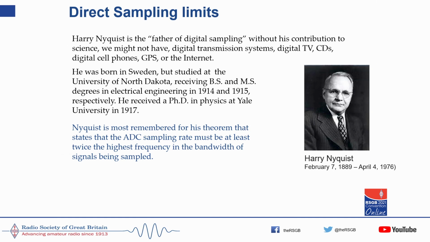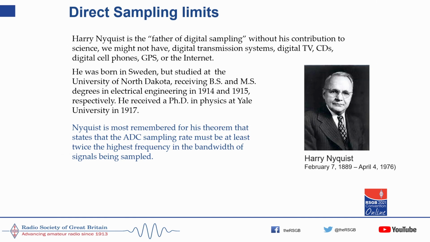Now, the reason this guy is so important is that he worked out that your ADC sampling rate has to be at least twice the highest frequency of the bandwidth of the signal being sampled. That is so that you can recover the analog signal back after you've messed around with it with your digital signal processing. If you don't sample at least twice the highest frequency, you cannot accurately recover the original signal.